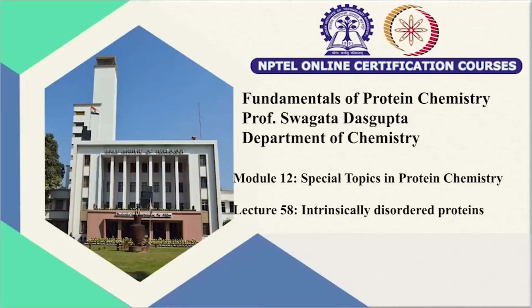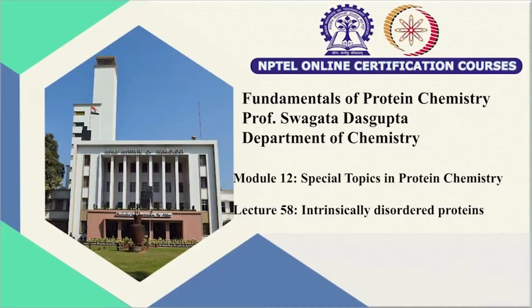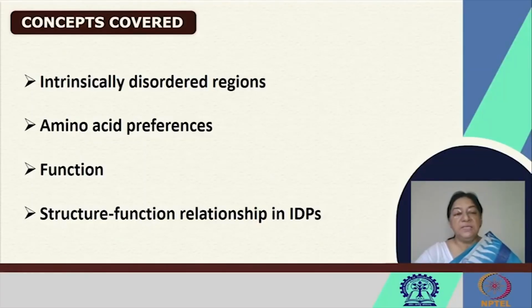Continuing our discussion on special topics in protein chemistry, we will be looking at intrinsically disordered proteins. These proteins contain intrinsically disordered regions, have specific amino acid preferences, and have specific characteristics of function and activity, which we will be discussing in this lecture.